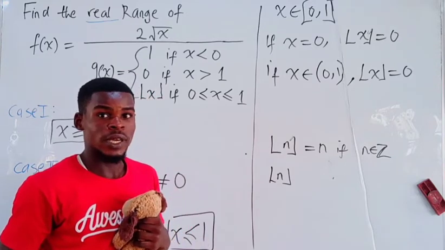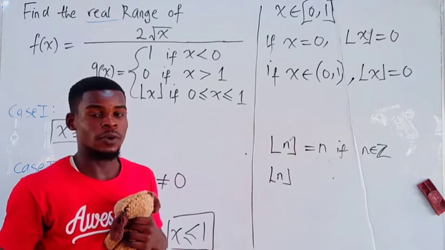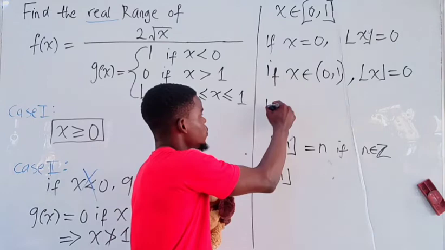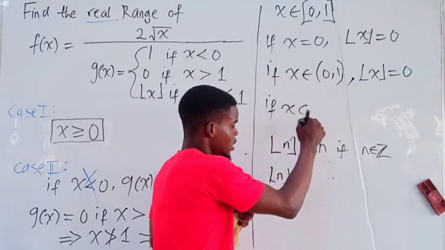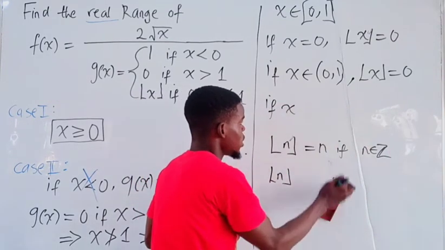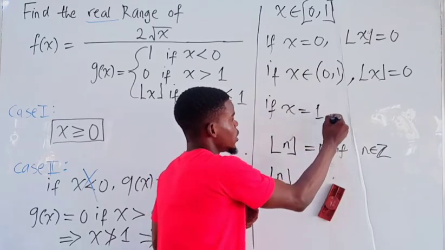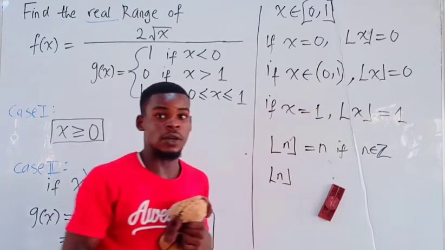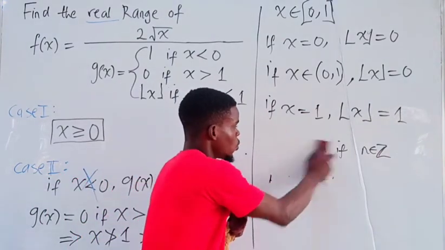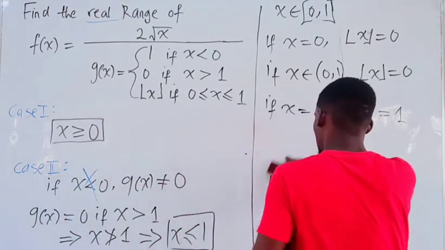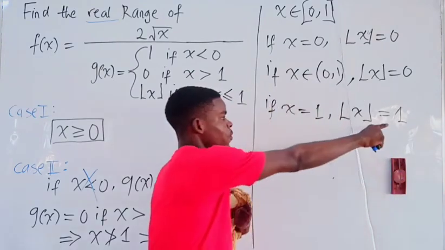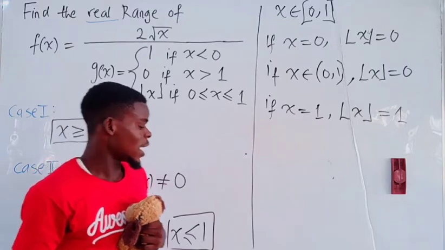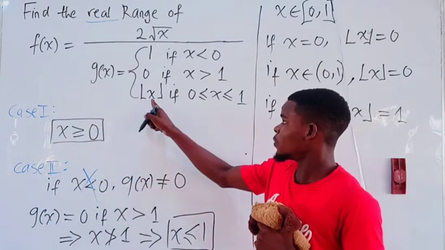Okay, so the only way that the floor function will not be 0 is if x is equal to 1, which lies in that interval. So let me just put it down here for you. If x is strictly equal to 1, then the floor function of x will just be that 1, because 1 there is a whole number. Good. Okay, so all in all, what this means is that the floor function, which is going to be the g of x, will be 1 whenever we have x lying in this interval, okay?